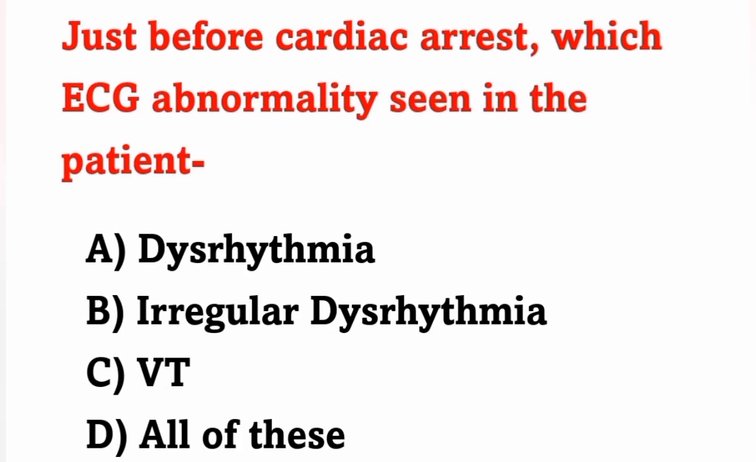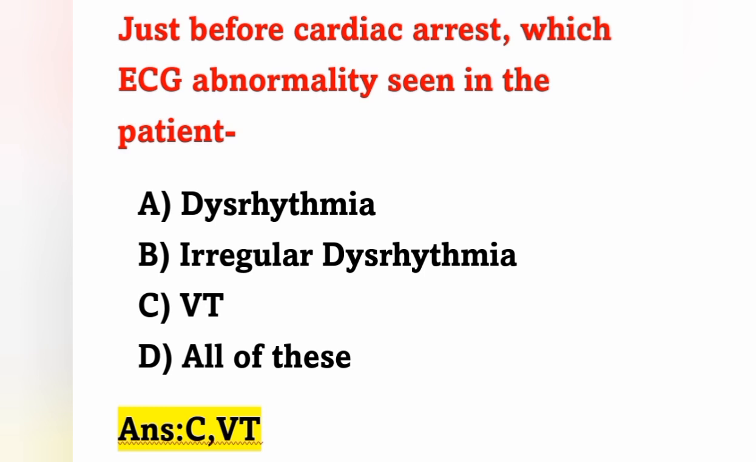And the next question, just before cardiac arrest, which ECG abnormality is seen in a patient? Option A dysrhythmia, option B irregular dysrhythmia, option C ventricular tachycardia, option D all of these. Question is, which ECG abnormality can be seen just before cardiac arrest? It is ventricular tachycardia. Option C is the correct answer.